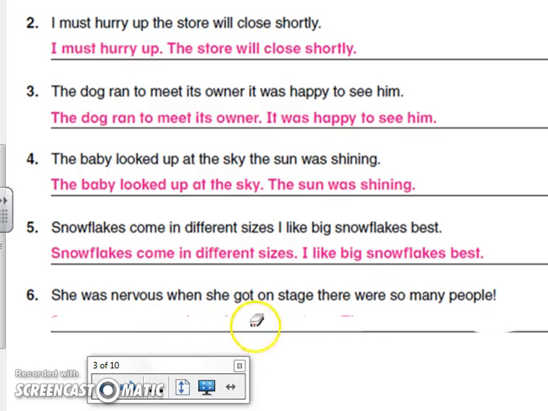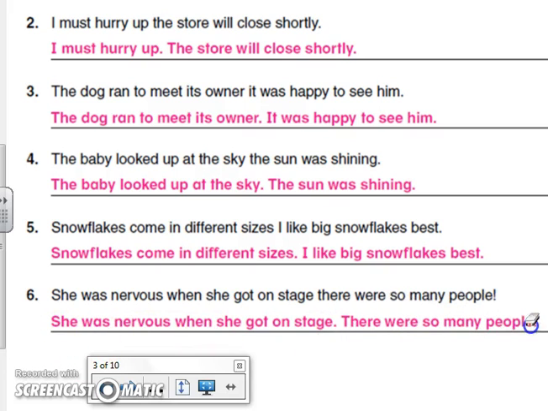She was nervous when she got on stage. There were so many people. She was so nervous when she got on stage, period. Was nervous was the verb. Who was nervous? She was is the subject. That can stand alone. That's an independent clause. There were so many people. Were is a verb. Who were? People. So that can stand on its own. All right. So make your changes.